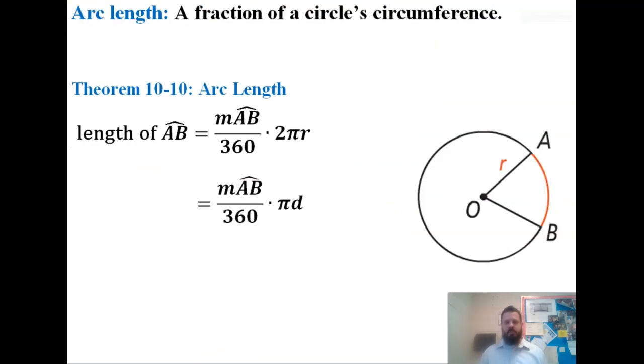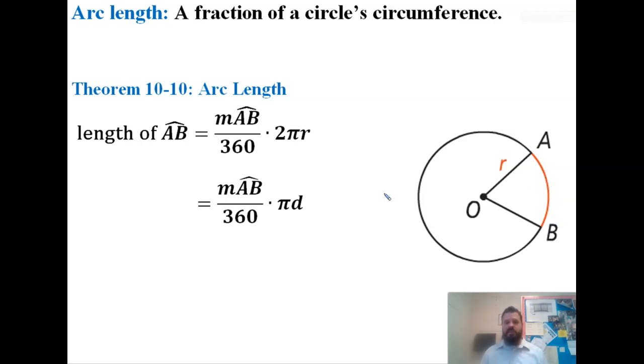All right, next concept we're going to talk about is the idea of arc length. I'm going to say arc length is a fraction of the circle's circumference. Okay, so if I want to know the length of arc AB, that's going to be the distance from A to B along the side of my circle. So that's a length again. Arc measure is a degree measure, it's an angle, whereas arc length is going to be a length.